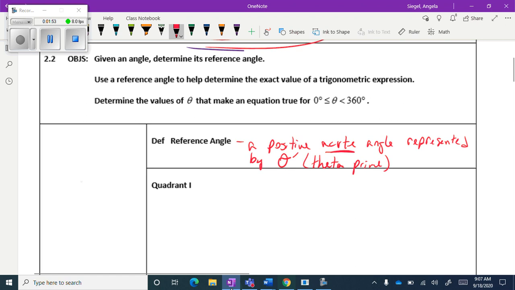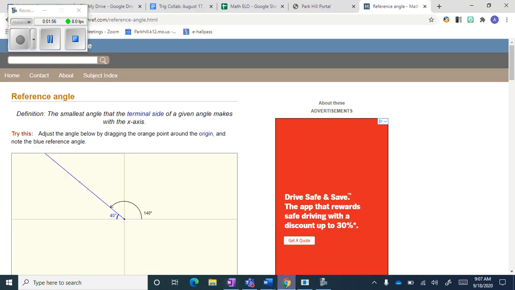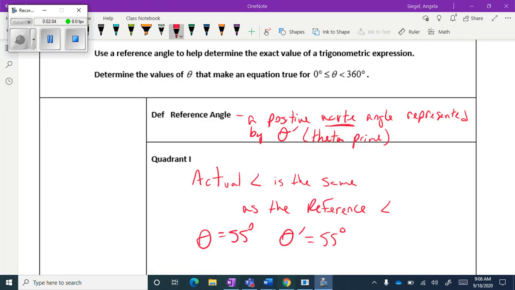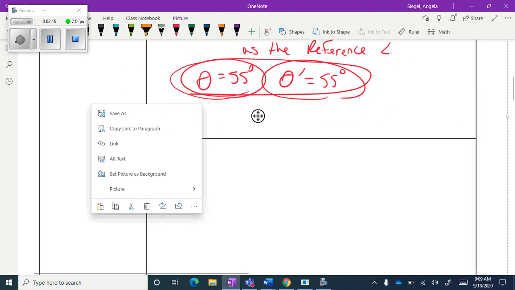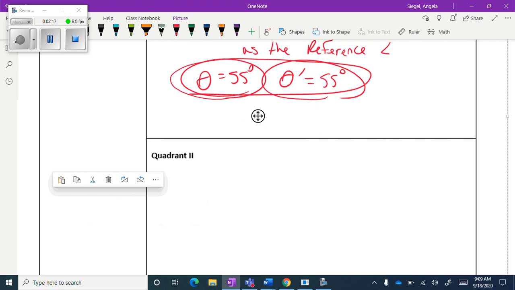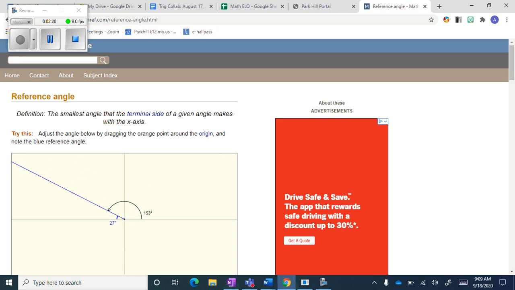Okay, so in quadrant 1, let's flip back to quadrant 1, we found that the actual angle and the reference angle will always be the same. So the actual angle is the same as the reference angle. And if you'll notice, the actual angle is 55 degrees and the reference angle is 55 degrees. Okay, so I want to look at quadrant 2. So let's flip over. When we move over to quadrant 2, think about a rule that we can come up with for any angle that lands in quadrant 2. So I want you to start thinking about it.